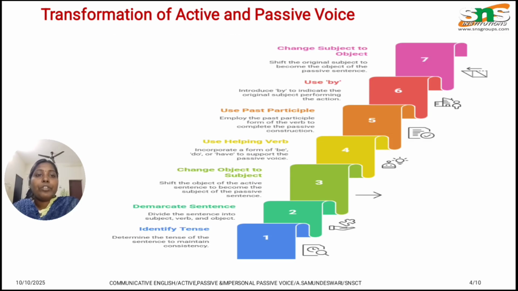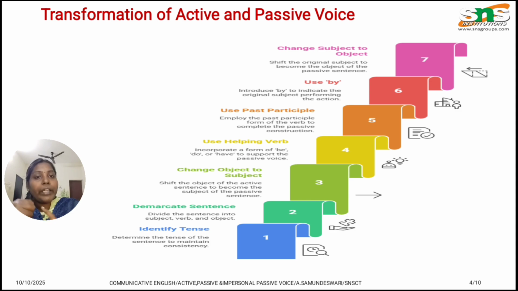In the transformation of active and passive voice, the first thing we are supposed to do is the demarcation of a sentence. The word demarcation means dividing the given sentence into the SVO pattern. When you break the sentence into subject, verb, object pattern, it becomes easy to move the object into the subject place, and to follow up by using the helping verb. Like that, things will be very easy.